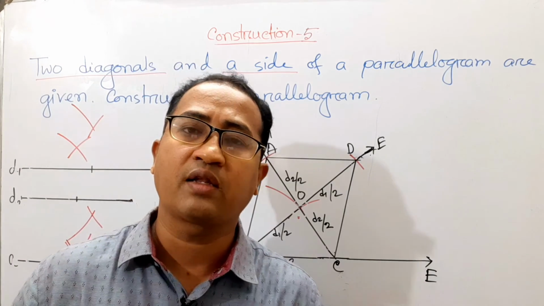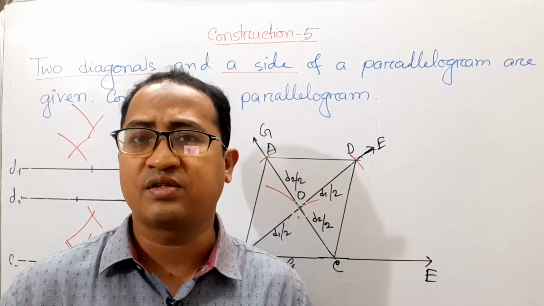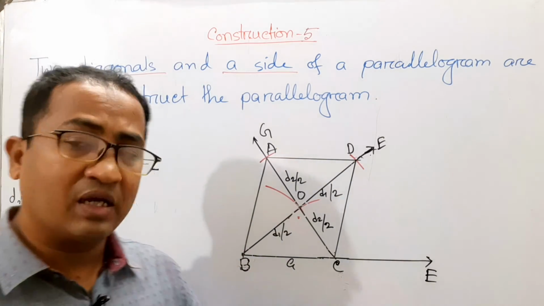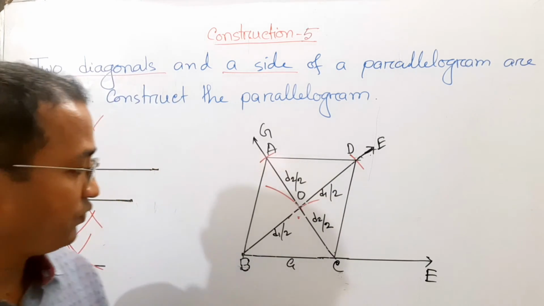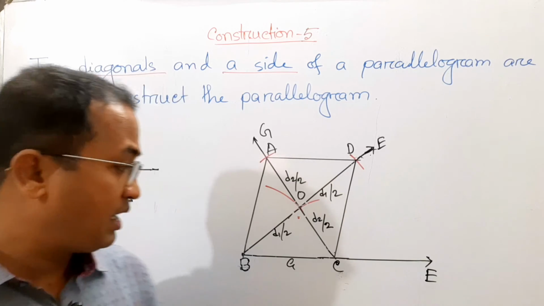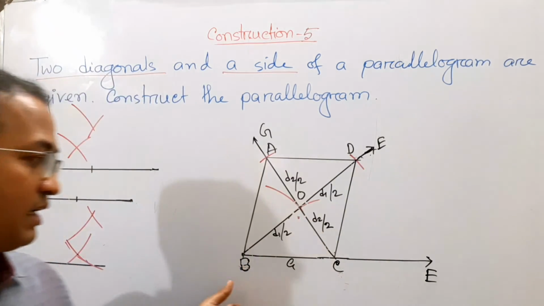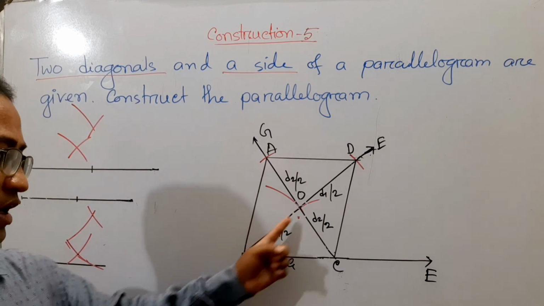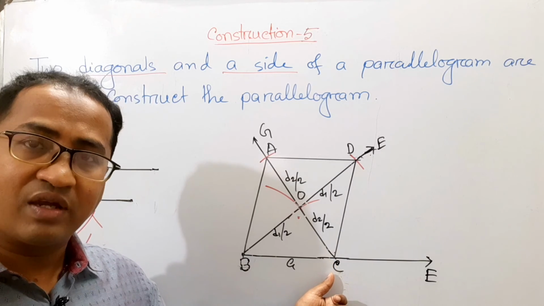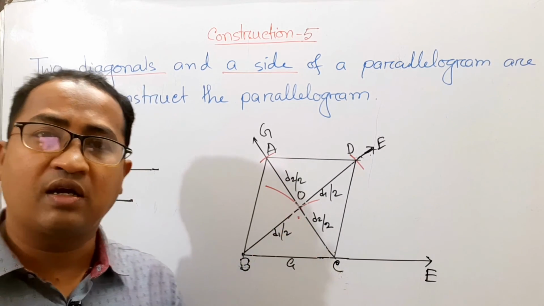Now how can you write the steps? How do you construct the figure? You should write the steps like that. First step, we take a ray BE. Step number 2, we will cut BC is equal to A from the ray BE. At the point B, with centering B with the radius half of D1, we draw an arc above the ray BE. Again with centering C with the radius half of D2, we draw another arc which cuts the previous arc at O.